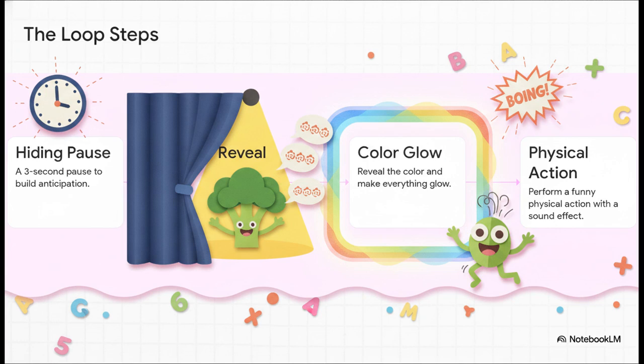Step 1, the 3-second hiding pause. To a toddler, that might feel like a fun eternity, but to a developer, it's a calculated cognitive gap to build anticipation. Step 2, the grand reveal, paired with a strict 3-time repetition of the name to lock it into memory. Step 3, visually reinforces the color by making everything glow. And finally, Step 4 grounds the whole concept with a physical action and a funny sound effect, like crunch, crunch, crunch. It bombards their developing brains with multi-sensory cues.